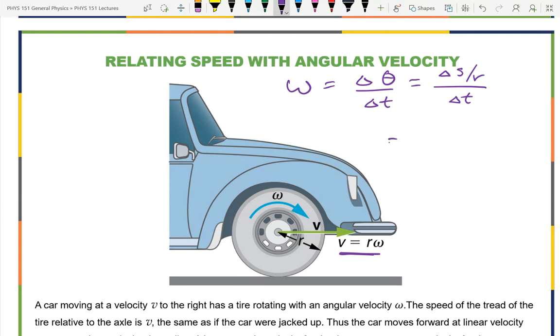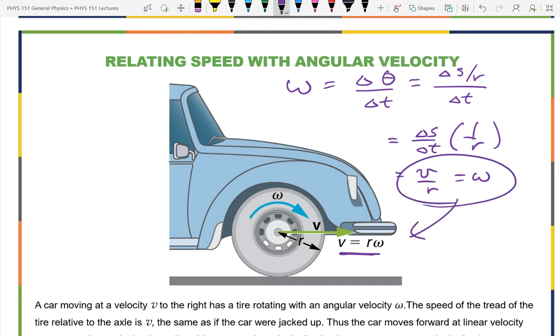Then I can rewrite this as, but what do we call delta S over delta T? S being the distance it's traveled. Not the radius, the distance it's traveled. Something's traveling, the distance it traveled, delta S, divided by time, is the speed. Or velocity if I had direction. So this is equal to the speed divided by the radius.